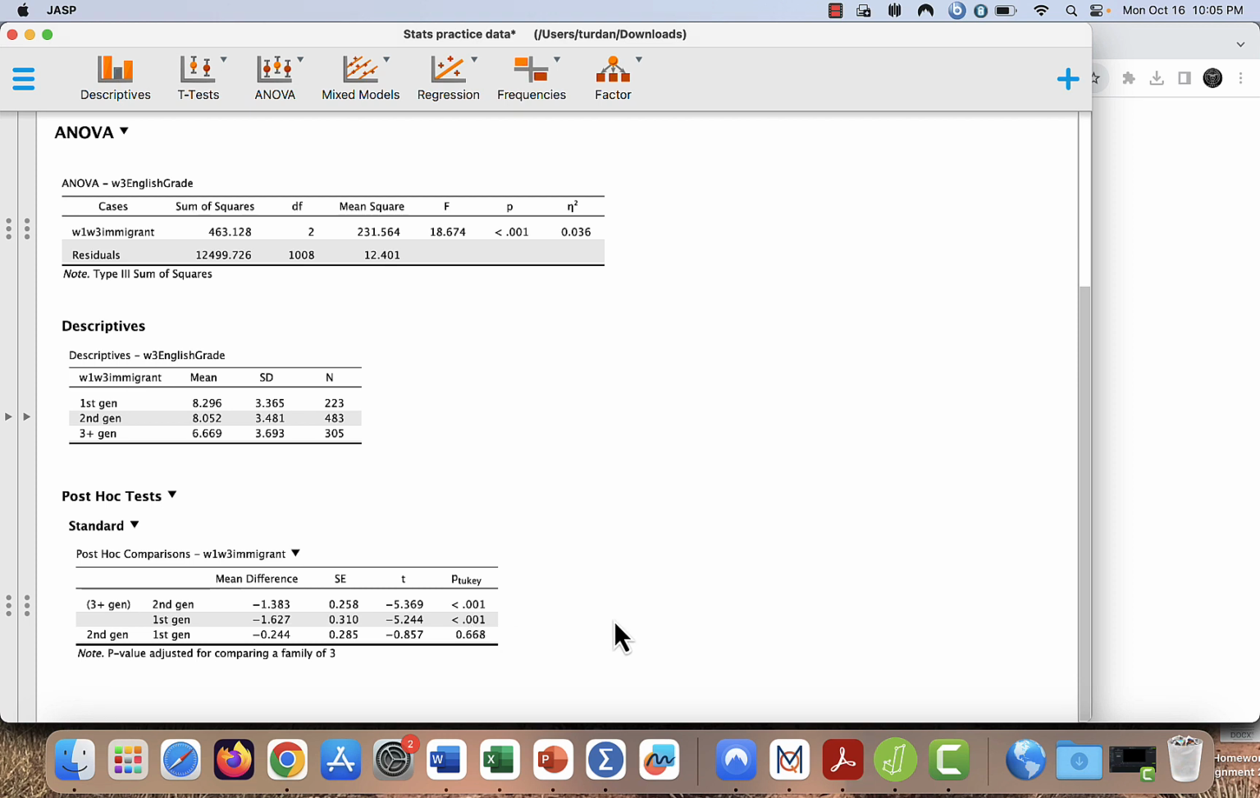So that's how you run a one-way ANOVA in JASP and interpret the output.